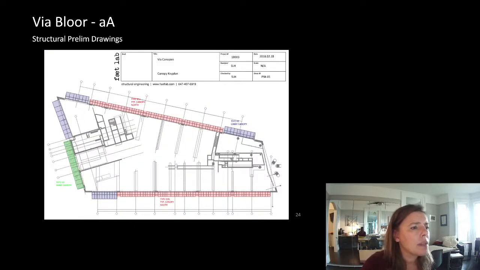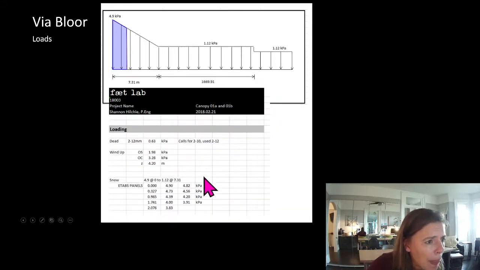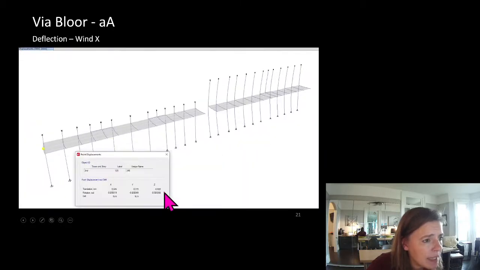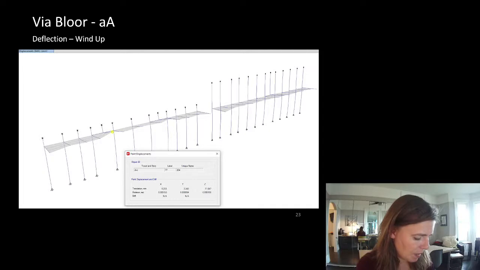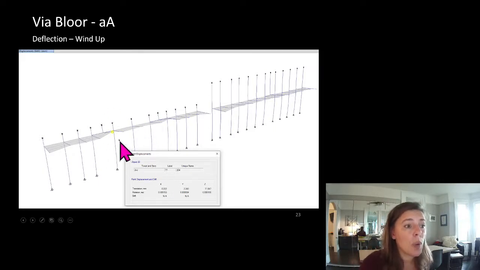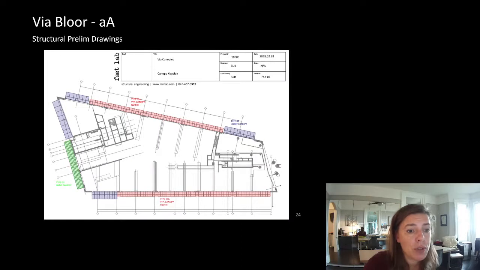So what was the length of that canopy? I'm just going to go back. Our canopy was 2,076 millimeters long, so 2076 divided by 180, we're allowed 11.5 millimeters of deflection. So wind, we've met it. It looks like snow, we're a little bit over. But that might have been the unfactored snow load, or not reduced by 0.9.